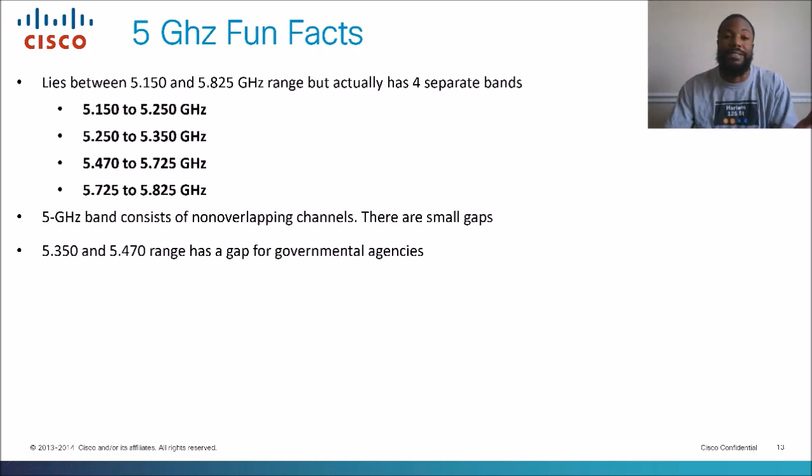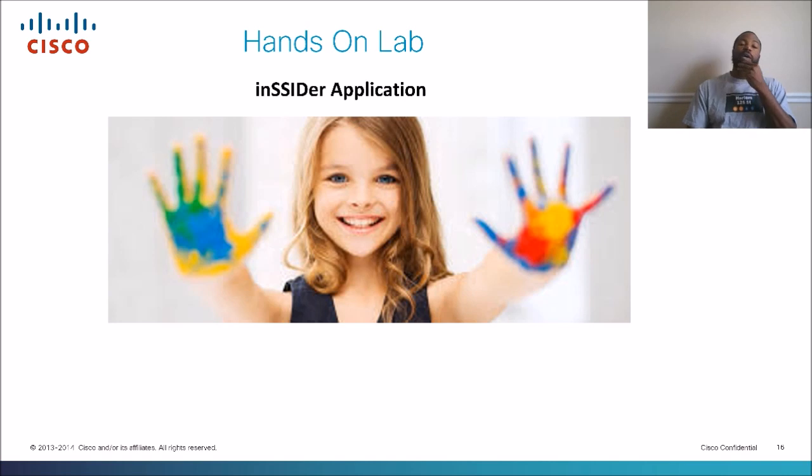It's reserved, basically. Now that we've mentioned that, let's go ahead and fire up an application called Insider, or N-S-S-I-D-E-R, however you want to say it. Anyways, this is an application that you can use to visualize the Wi-Fi range, the 2.4 and the 5 gigahertz range, so that we can put a microscope on how Wi-Fi radios work.